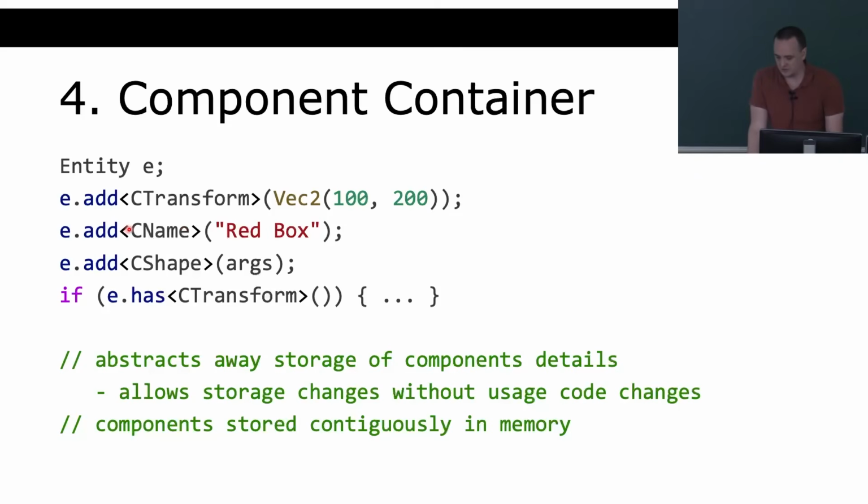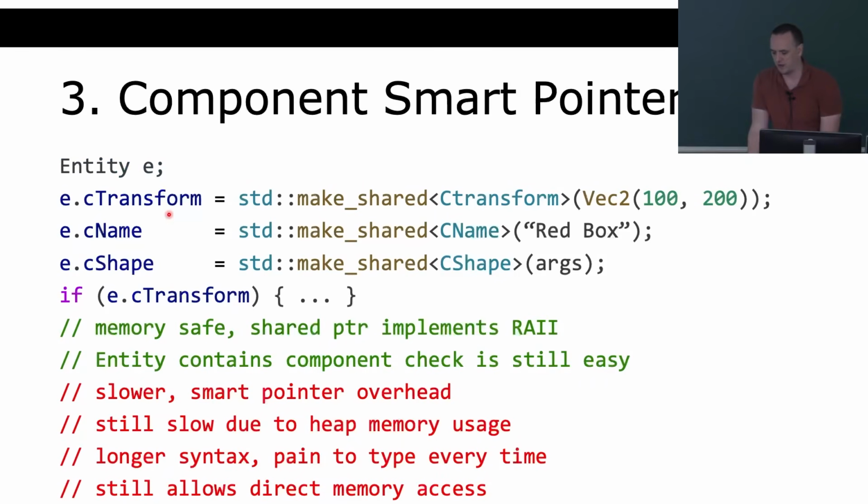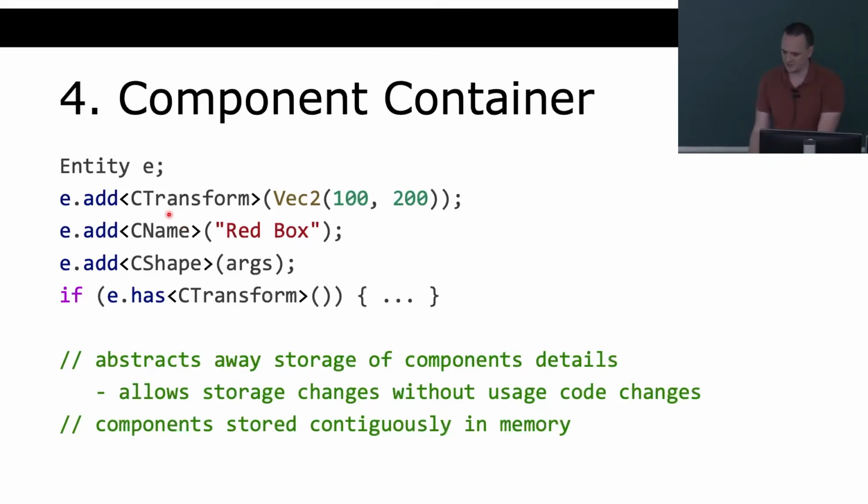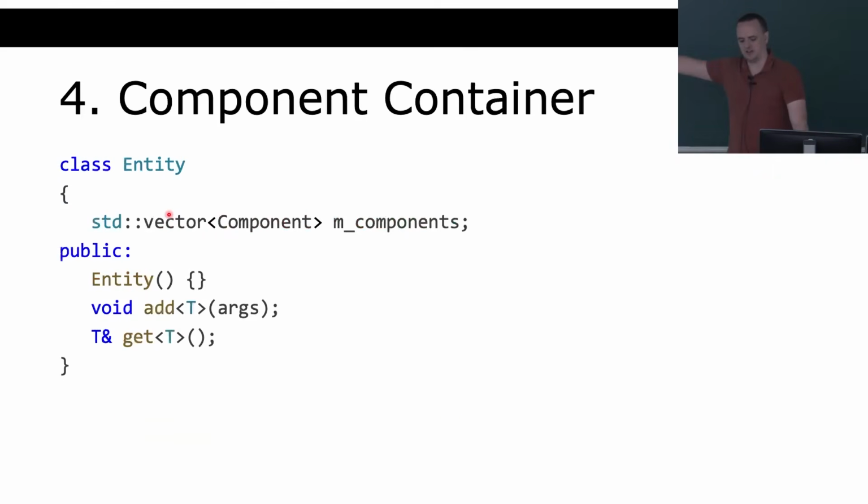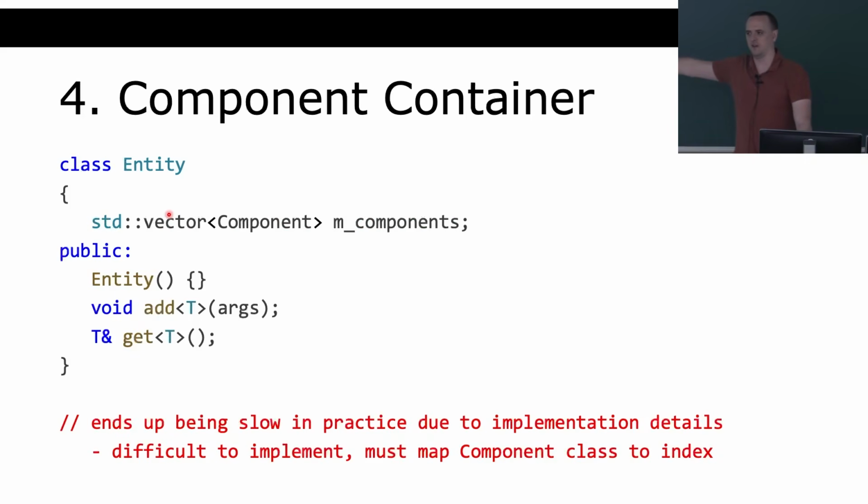It is good because the components are stored contiguously in memory, which they were not. Whenever you use pointers, it could be anywhere in the heap. So they're not contiguous, so that's bad for cache. We'll talk about that stuff later. It's the least amount of code to type as well, and so that's really good. However, again, there's this implementation detail of actually knowing where in the vector this thing is.